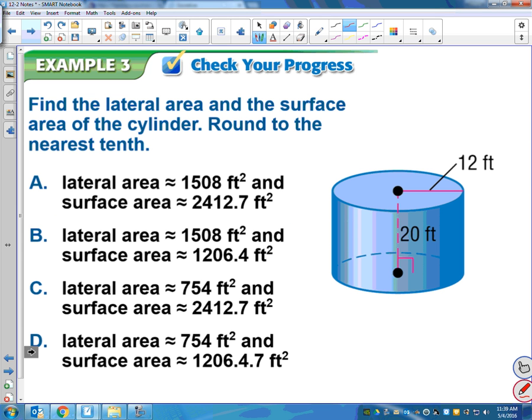So this one says find the lateral area and the surface area. So remember the lateral area is just the first part of our equation, and then the surface area. Notice some of these answers repeat themselves, so don't pick too early. Make sure your lateral area and your surface area match up in your answer here. So this one will be less tricky than the last one with the triangle.